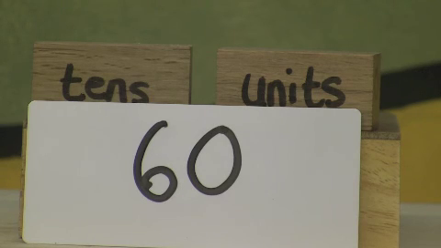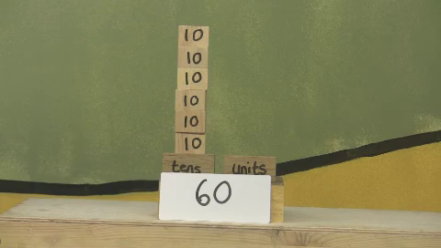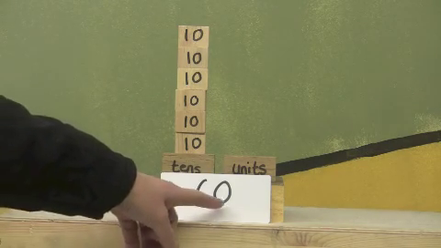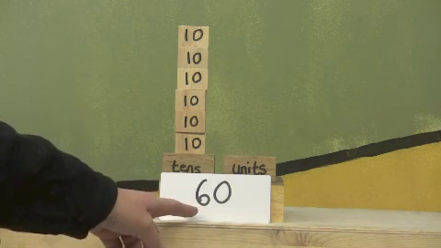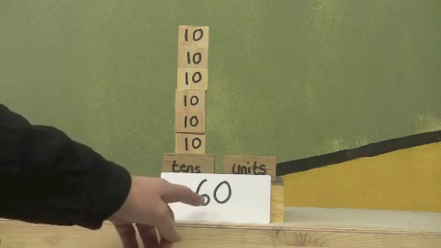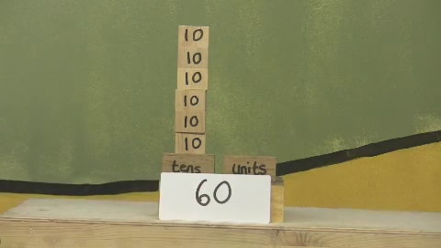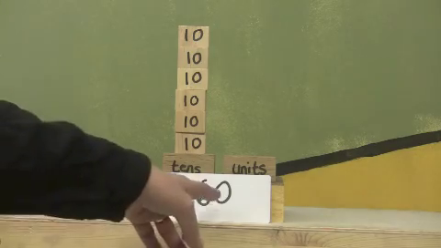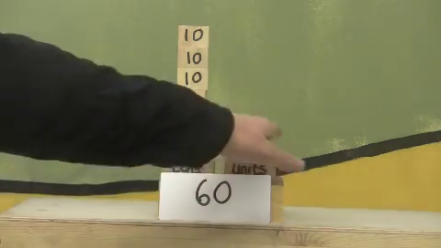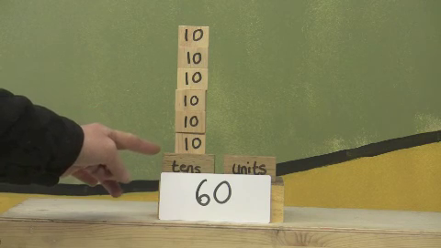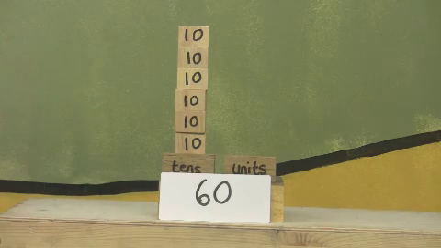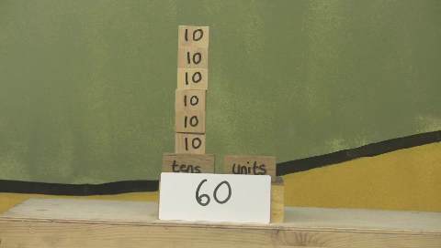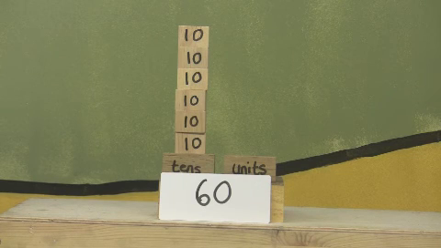Have a go at this one. 60. 6 tens and no units. So this time we have a pile of 6 tens in the tens column, but no units in the units column. And when we write 60, we have to say that there are no units, because otherwise it would say 6. 10, 20, 30, 40, 50, 60. 6 tens and no units.